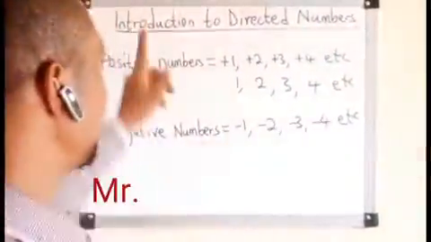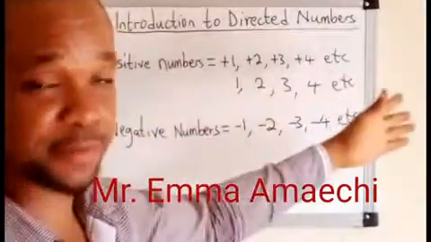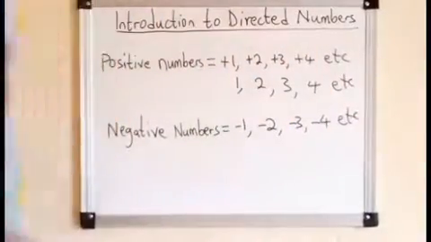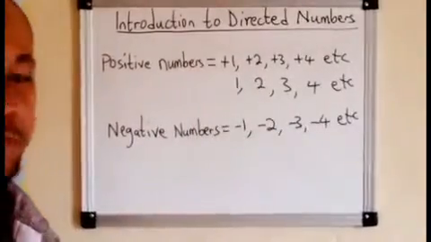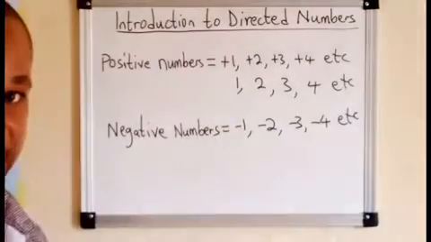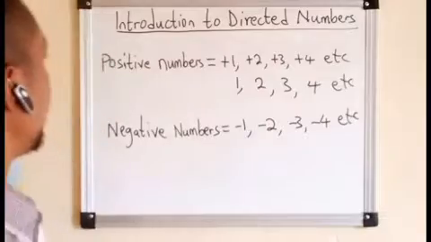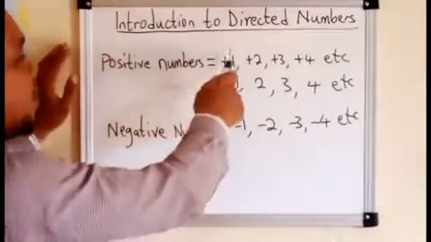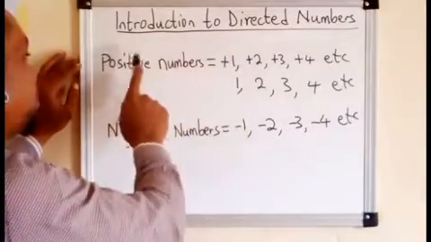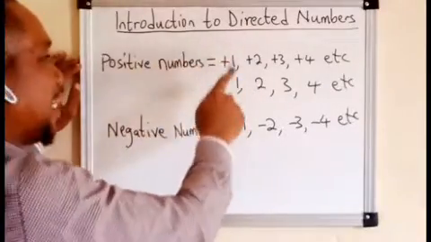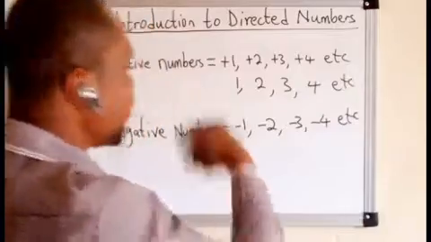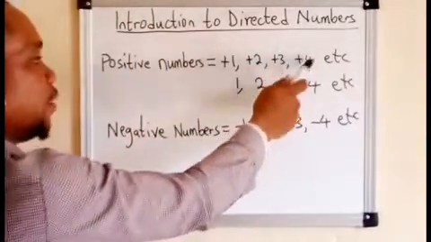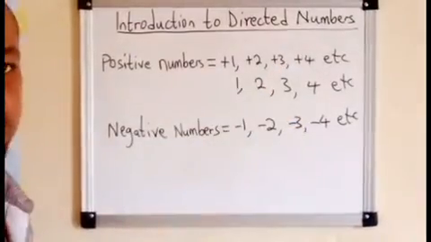Let's look at directed numbers. So, introduction to directed numbers. Directed numbers are made up of positive numbers and negative numbers. Positive numbers are numbers that have a plus sign attached to them, such as plus 1, plus 2, plus 3, plus 4, etc.